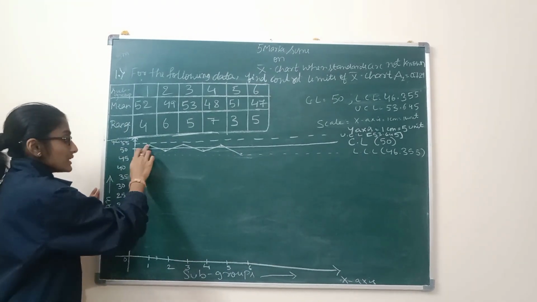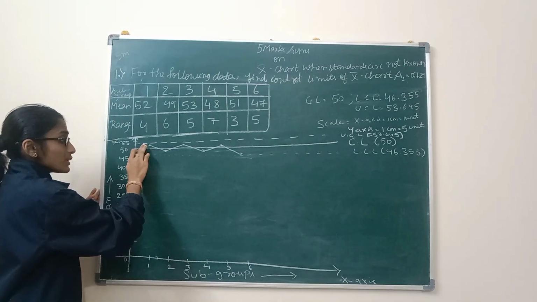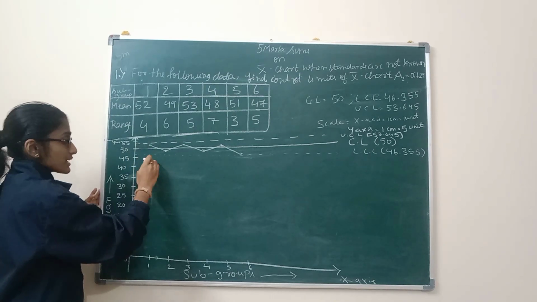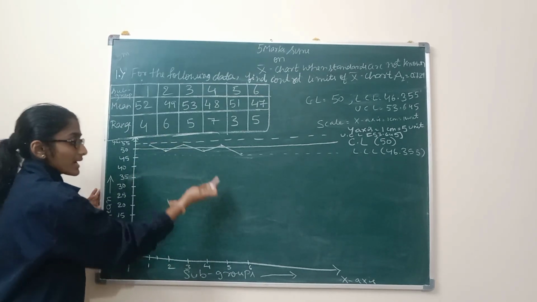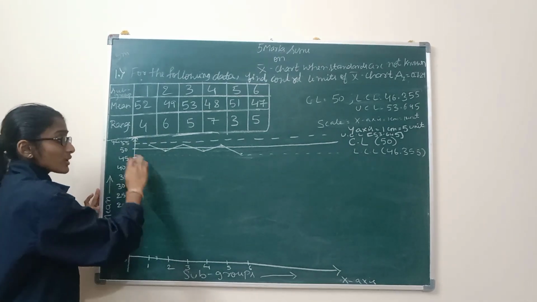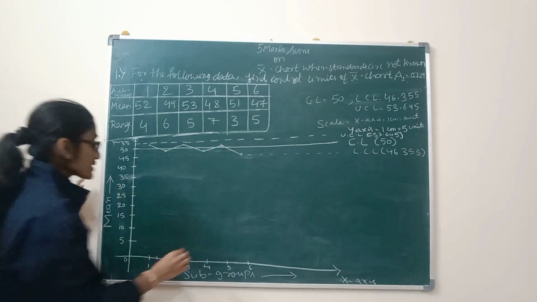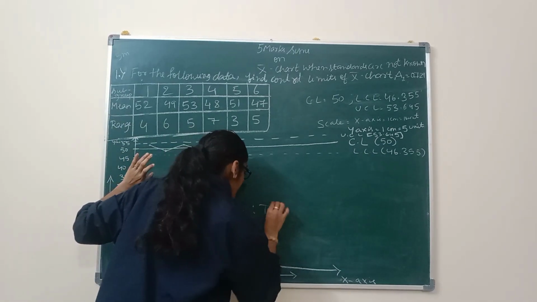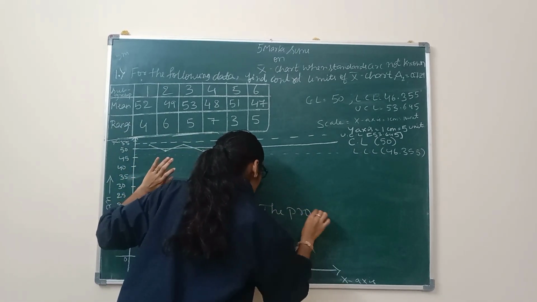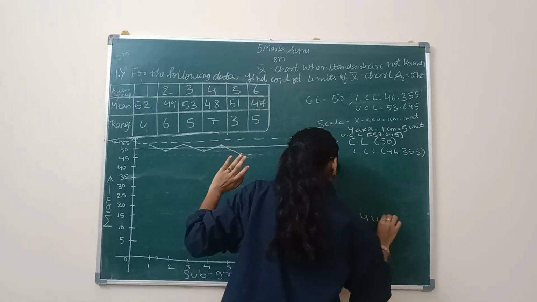When we join all these dots, the line does not go above the UCL or below the LCL. Since the points are not exceeding the upper line or the lower line, we can observe that the production is under control.